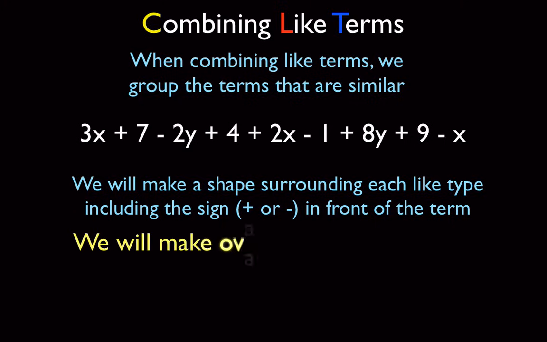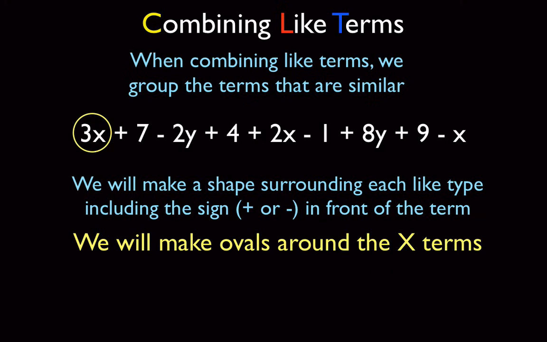So starting off with our x's, we're going to put ovals, circle style things around the x's. That's a positive 3x. I'm going to look here and say, okay, I've got my 2x right here. So now I'm going to put the oval around it.